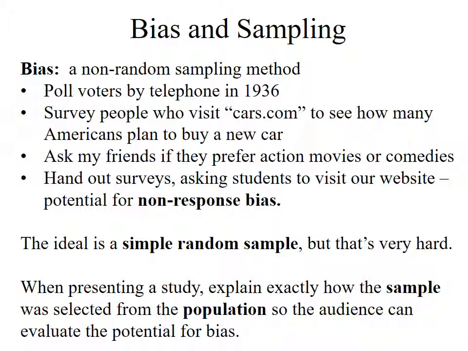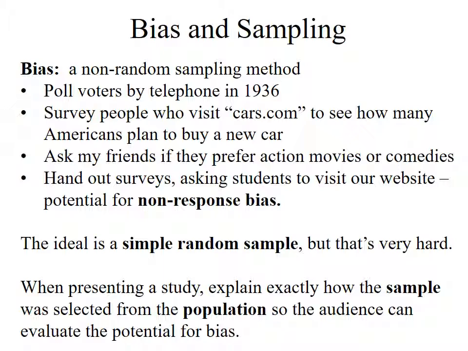For instance, in 1936, they did this great big telephone survey to predict who was going to be the next president. And they called all people on the phone. But back in 1936, mostly only the rich people had phones. And so they got a huge sample, but not very good results because they weren't talking to everybody. It wasn't a random sample.